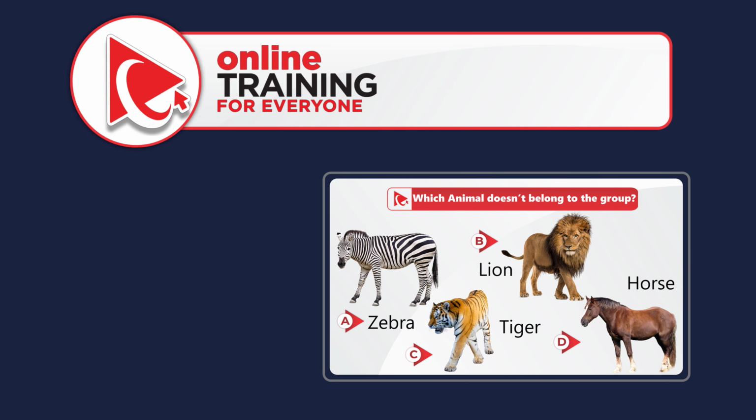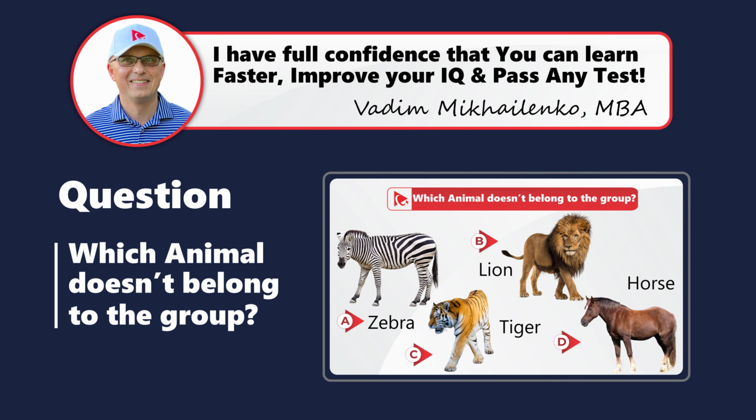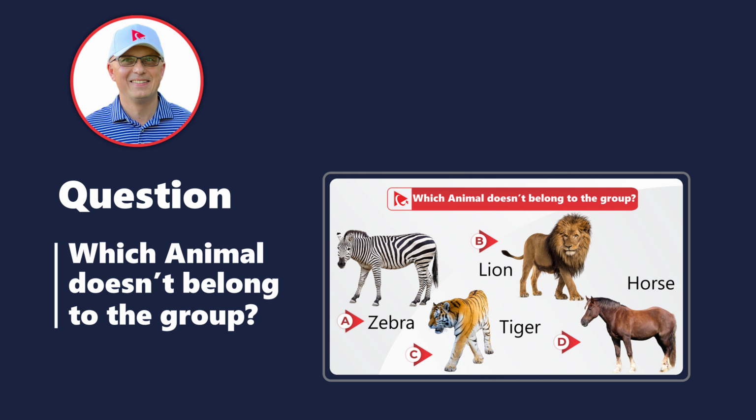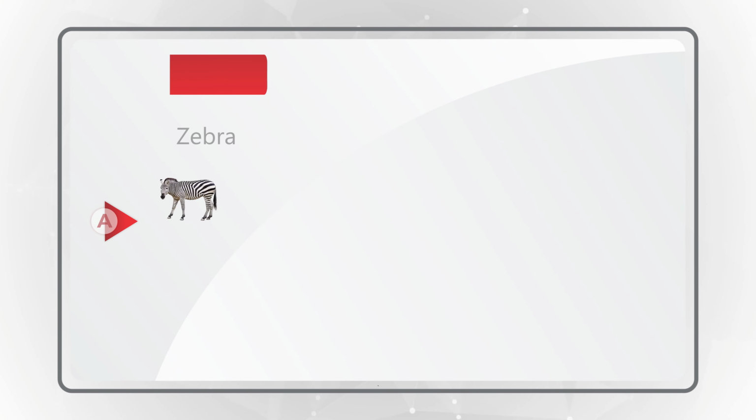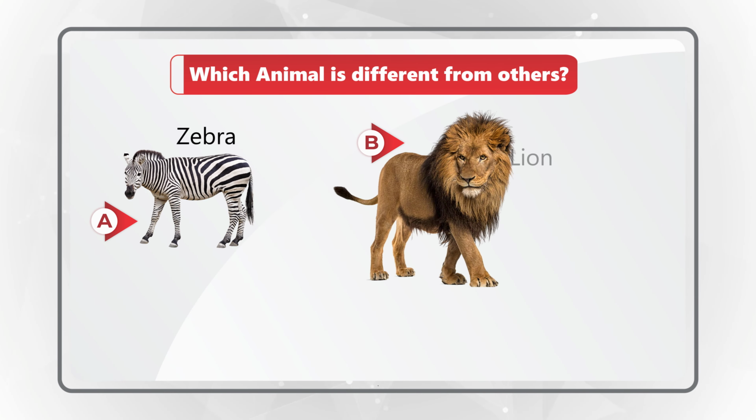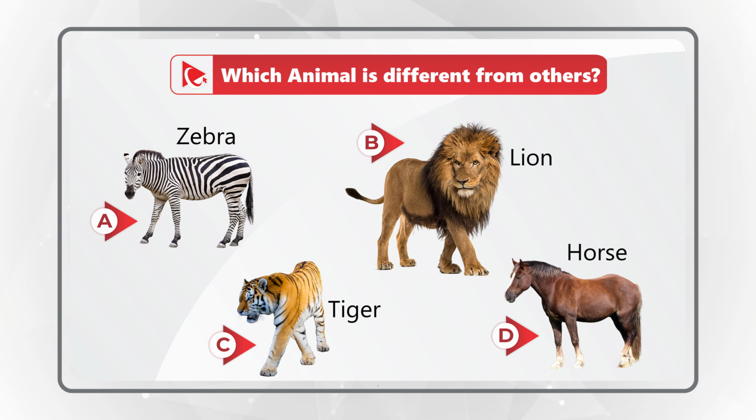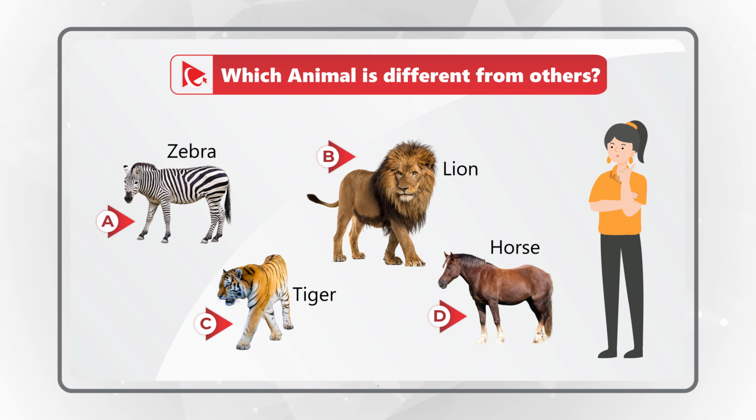Here's an exceptional question to test your analytical skills. You're presented with pictures of 4 animals: zebra, lion, tiger, and horse, and you need to determine which animal doesn't belong to the group. Give yourself 5 to 10 seconds to see if you can come up with the answer. What's interesting is that there is an unexpected twist to this question, and I'll share it with you after I share the answer. Are you ready?